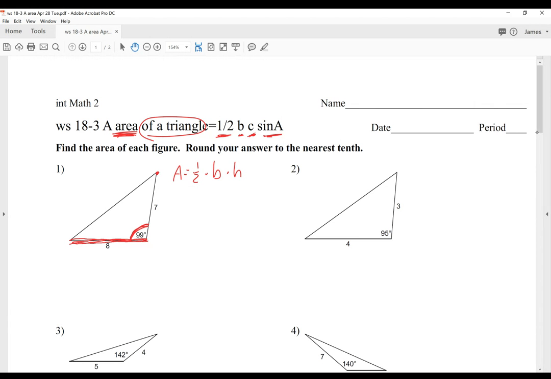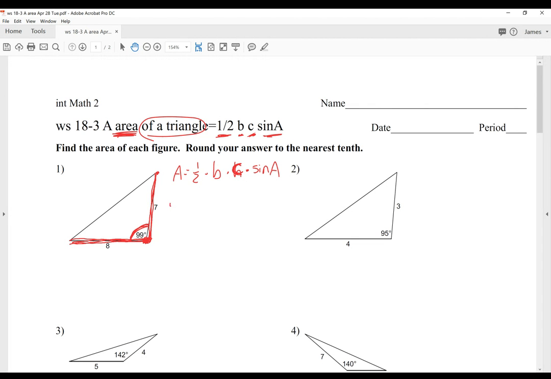So instead of using h, what we're using is the third side, which is c, side B and side C, and we adjust it by multiplying by sine of the angle between them. So that's the formula. It comes from 1/2 times base times height, but the height is not there, so we use another side, and we multiply by the sine of the angle in between them. And please note the angle has to be between the two sides that you're using. So 8 and 7 are the two sides that you're using, and I want to use the angle that's between those two sides, which is 99 degrees in this case.